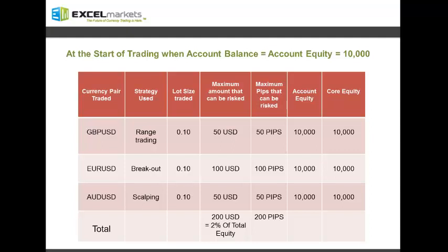In terms of pips, this comes out to be 50, 100, and 50 pips respectively. The total sum of the amount that I'm willing to risk in absolute terms comes out to be 200 US dollars, which is 2% of my total account equity.